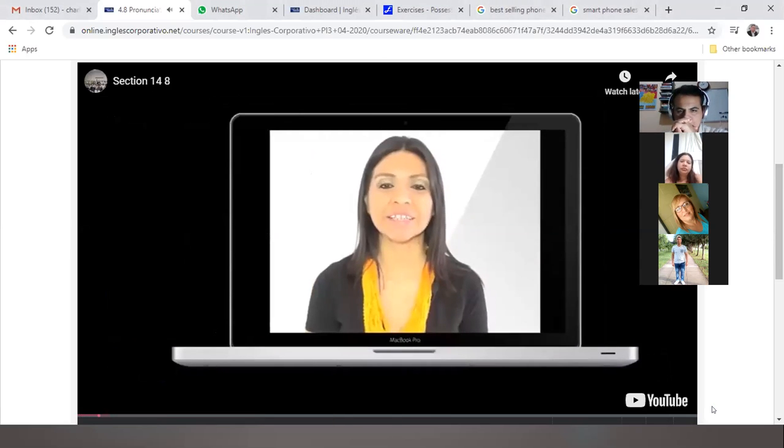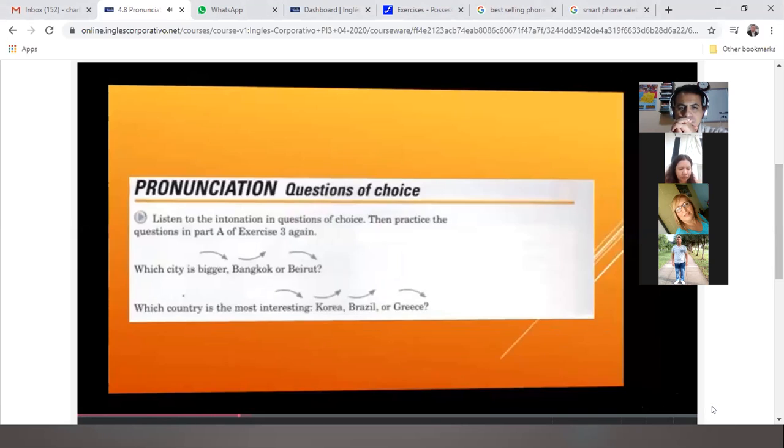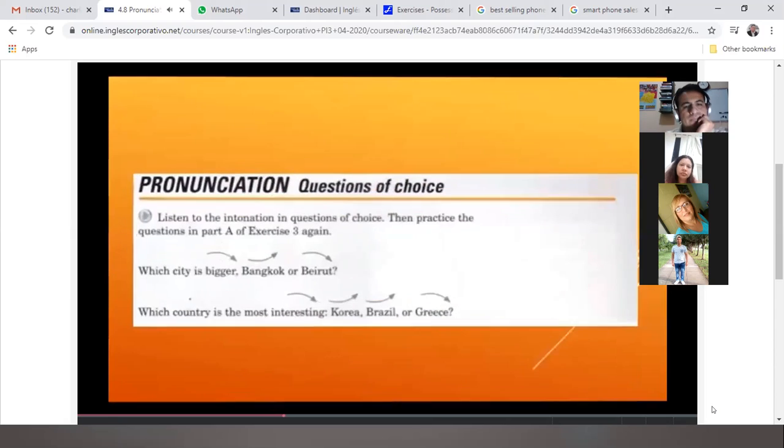Hi, in this class we'll practice our pronunciation. Listen to the intonation of questions of choice. Repeat the questions along the audio program. Pronunciation. Questions of choice. Listen to the intonation in questions of choice. Then practice the questions in Part A of Exercise 3 again. Which city is bigger, Bangkok or Beirut? Which country is the most interesting, Korea, Brazil, or Greece?